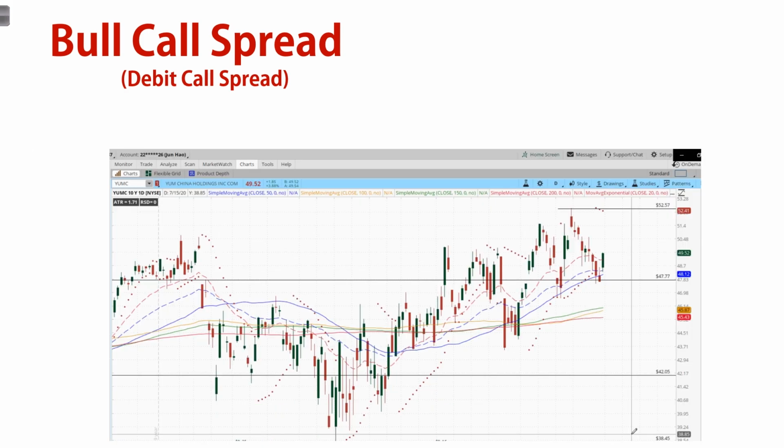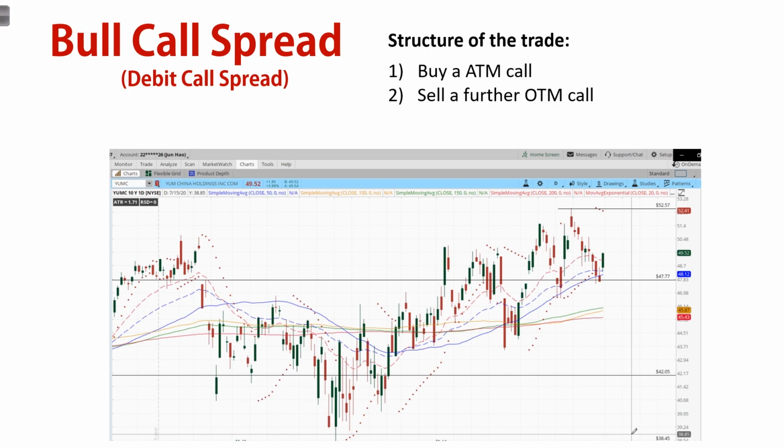So what exactly is a bull call spread? How do we structure one? A bull call spread consists of an at-the-money long call and a further out-of-the-money short call. Using Yum China as an example, an at-the-money call would have a strike of about $50, since Yum China is currently trading close to $50. Subsequently, you can sell another call with a higher strike, let's say at 52.5, and that would be somewhere around here. Note that these two legs should have the same expiry.